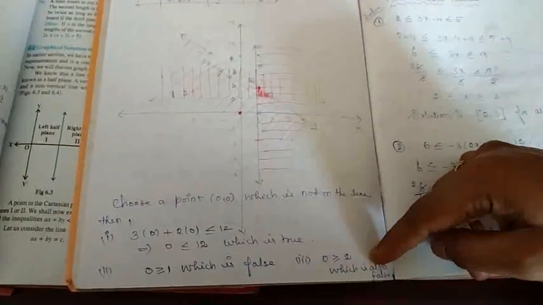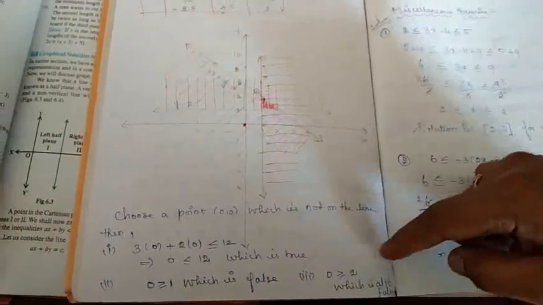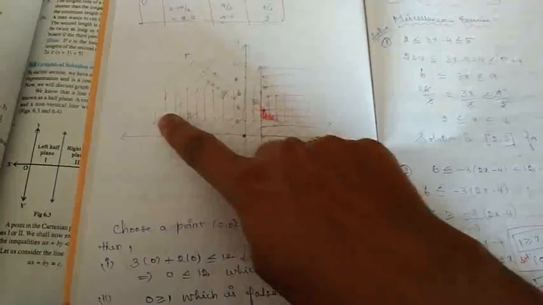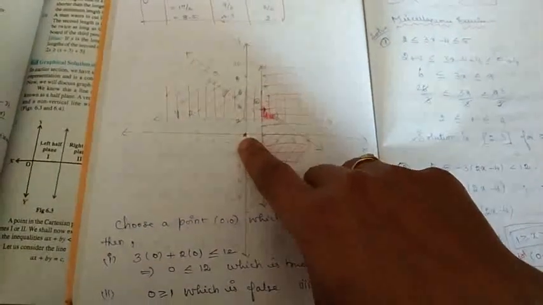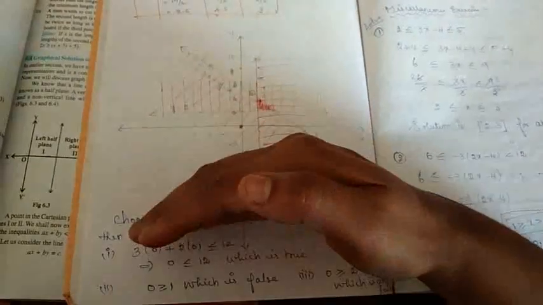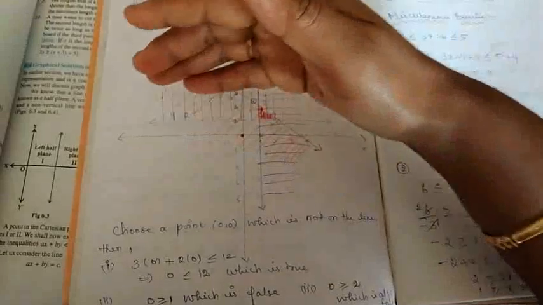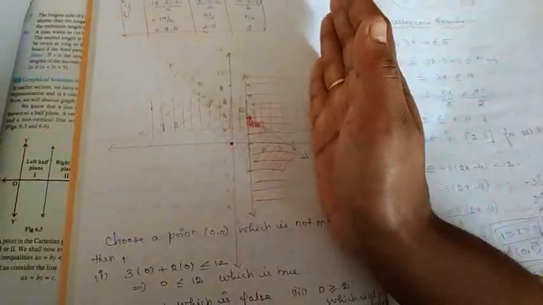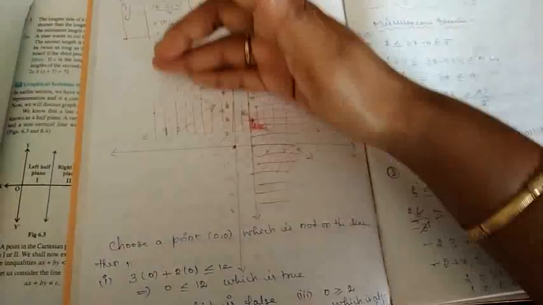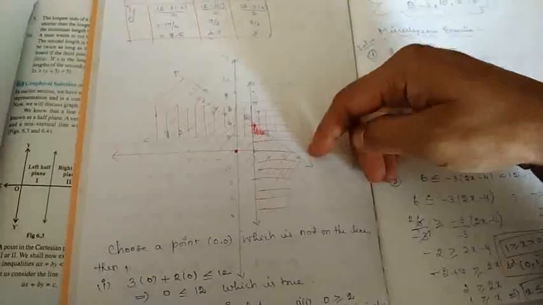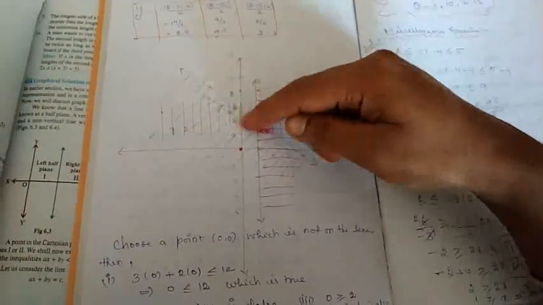For the third one, 0 greater than or equal to 2 again is false. Y equal to 2 is this line, and 0, 0 lies in this region of y equal to 2, but we got a false statement. Therefore, this region is not a solution. Only the upper region will be the solution. So for this line we got this side, and for y equal to 2 we got this. Shade all the regions and see where we get the intersection.